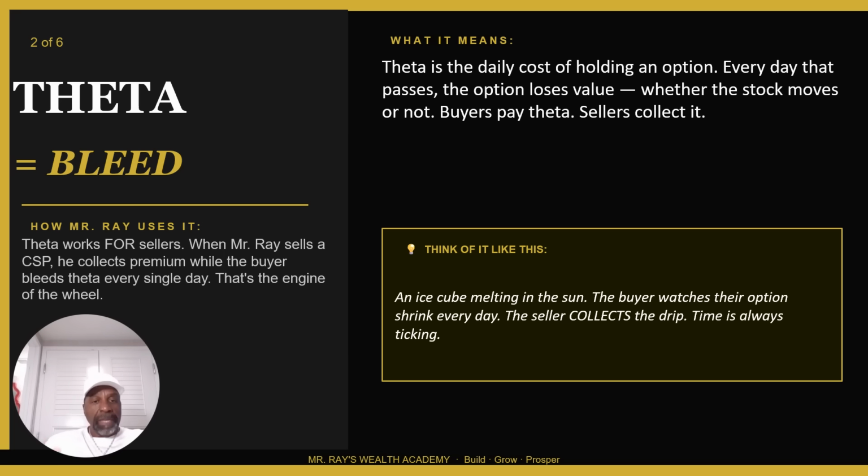Okay. When we sell a cash secured put, we collect the premium while the buyer bleeds away every day. That is working against him. That's the engine of the wheel, baby. That works on our behalf.